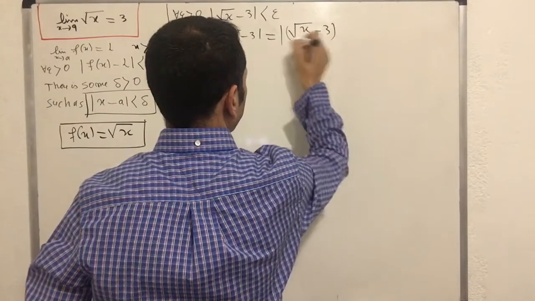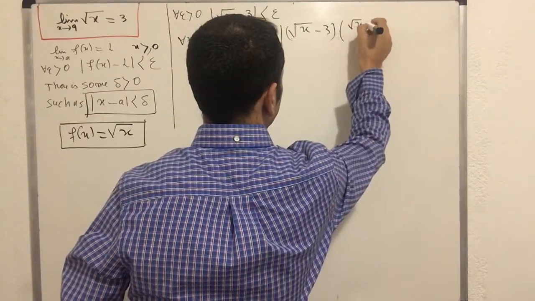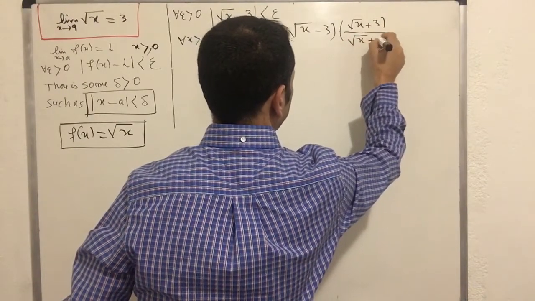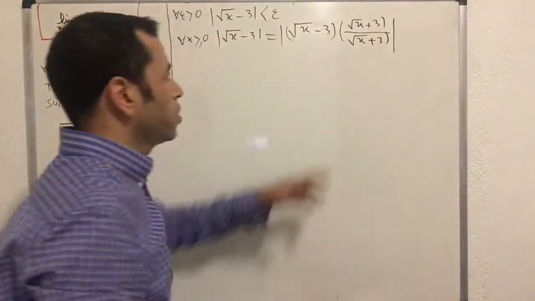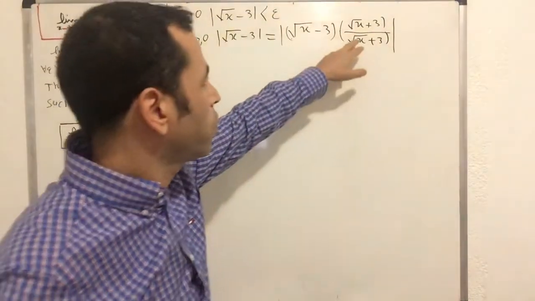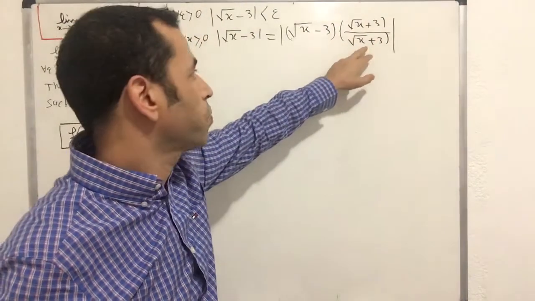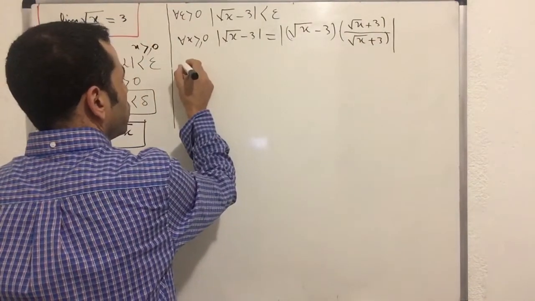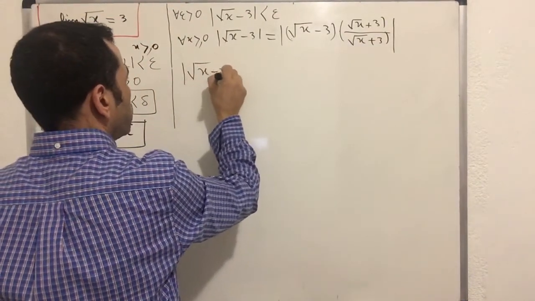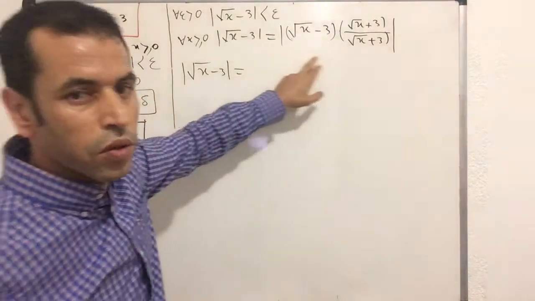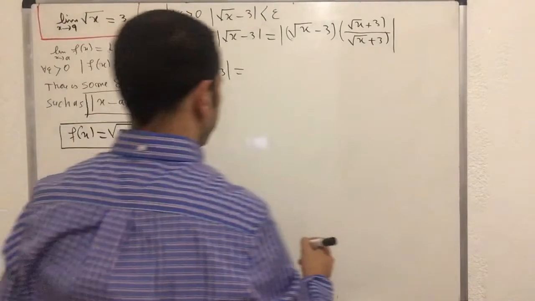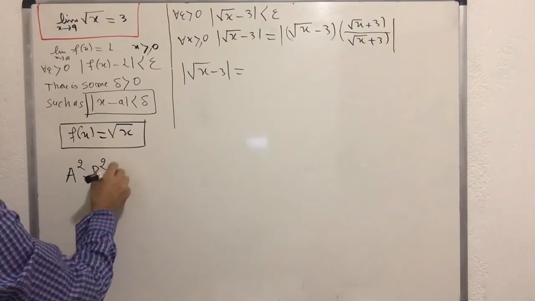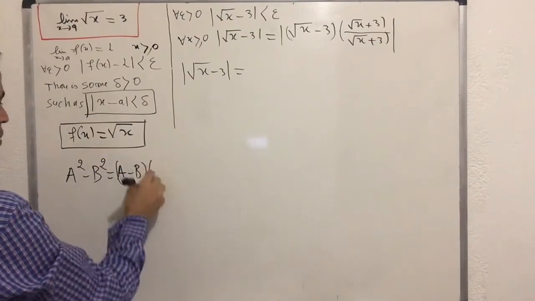Let's multiply this one by the square root of x plus 3, divided at the same time by the square root of x plus 3. This is just 1. We are doing nothing, just dividing the square root of x plus 3 over itself. Let's do the conjugate of this one. We are applying now this identity, which is a minus b factor a plus b.